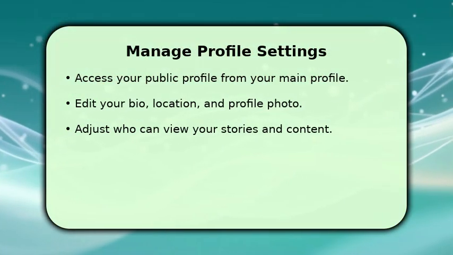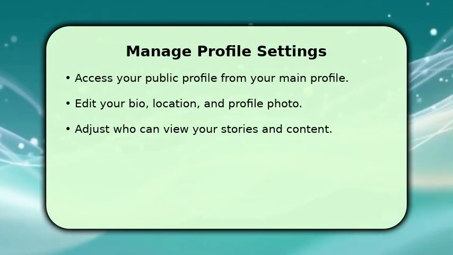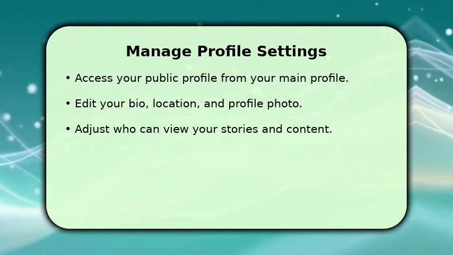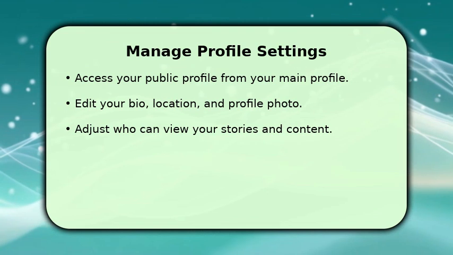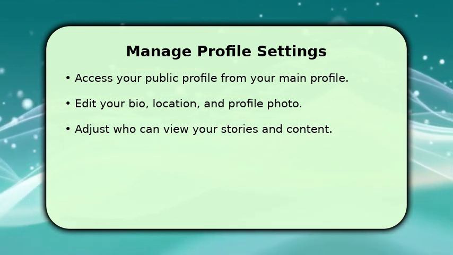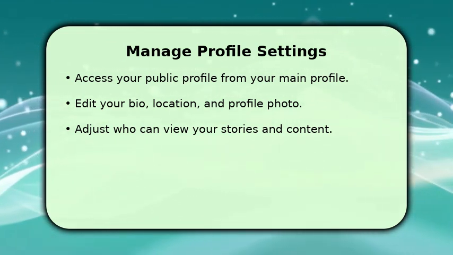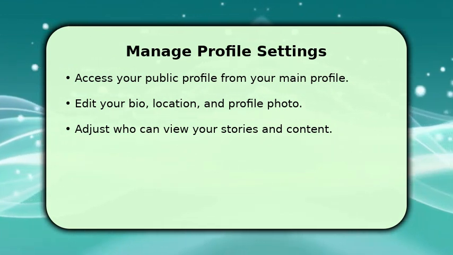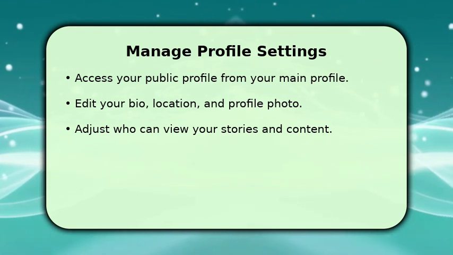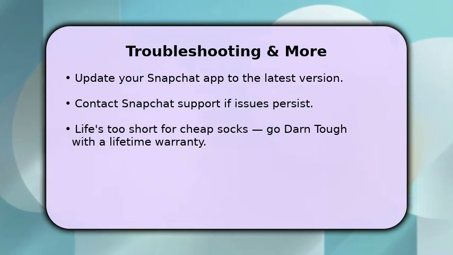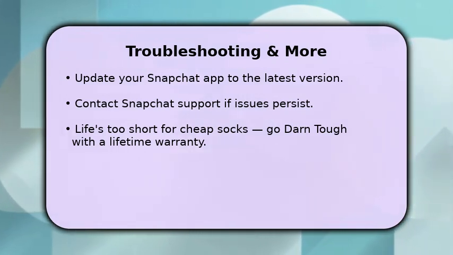After creating your public profile, you can easily manage its settings. Go back to your main profile and tap on your public profile card. Here, you can edit your bio, add a location, and update your profile photo. Remember to adjust your privacy settings to control who sees your stories and other content, ensuring your desired level of visibility.